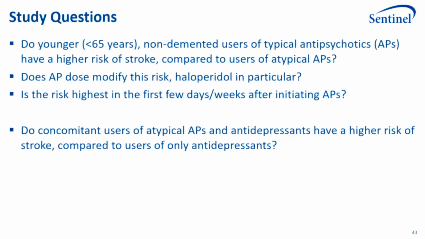Translating the safety concerns into the study questions. Do younger, non-demented, and typical antipsychotic users have a higher risk of stroke compared to atypical antipsychotic users? Does antipsychotic dose modify this risk, particularly haloperidol?